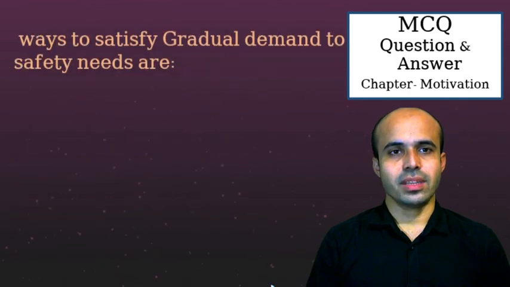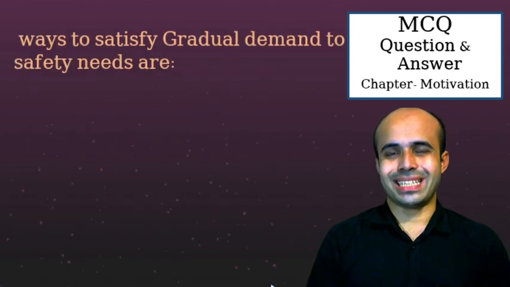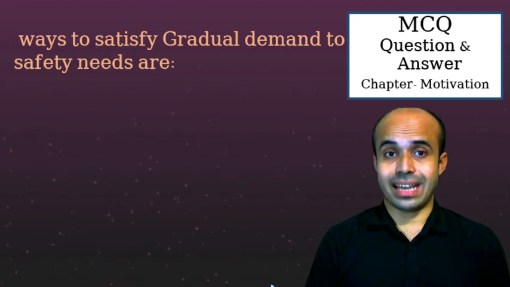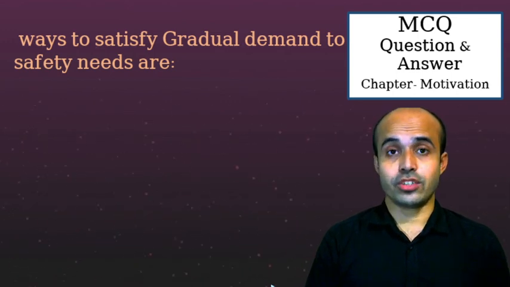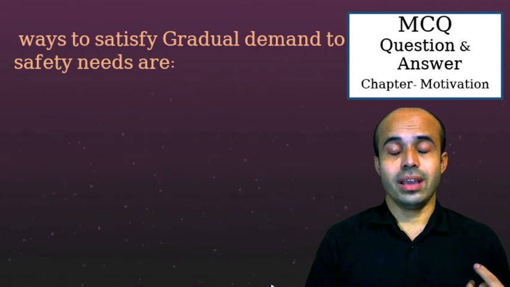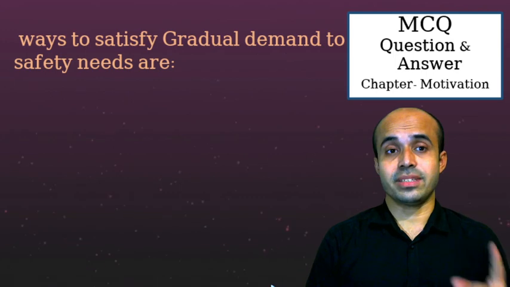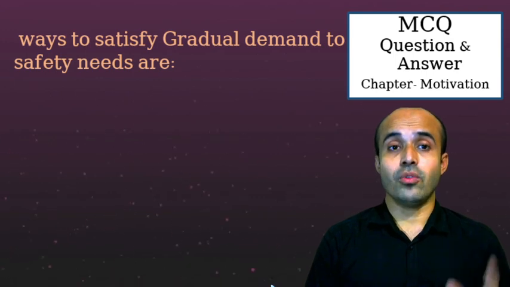Now coming to the next question. Ways to satisfy gradual demand to satisfy safety needs are... Do you know safety needs were in Maslow's hierarchy theory? There are 5 steps. The second step is safety needs. How do we satisfy it?